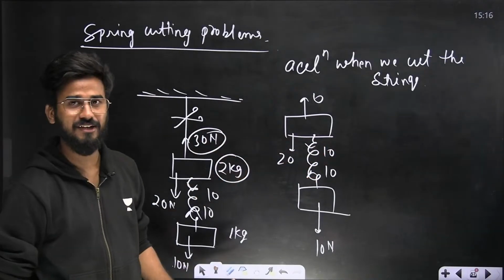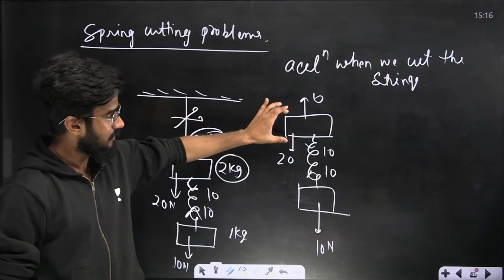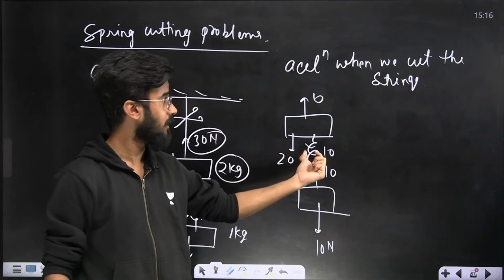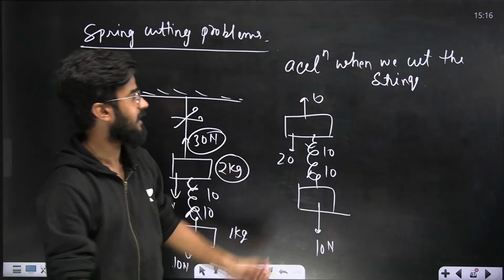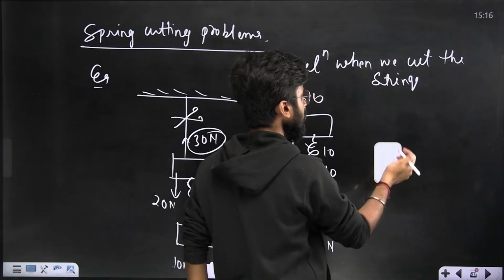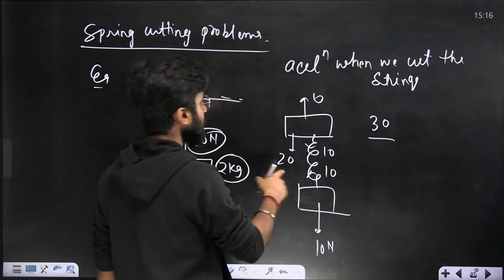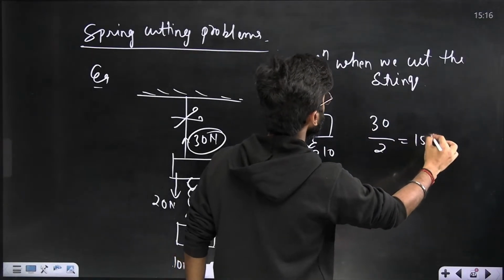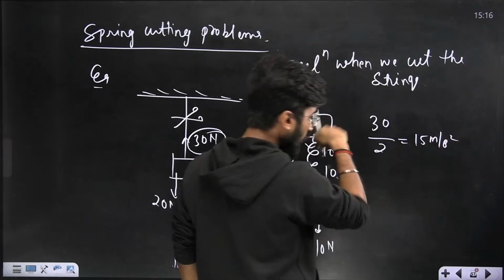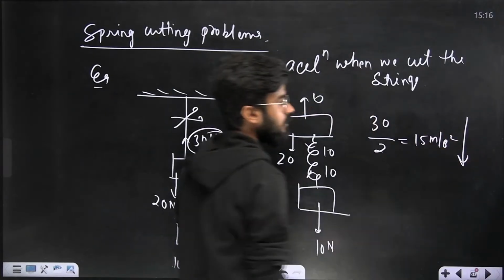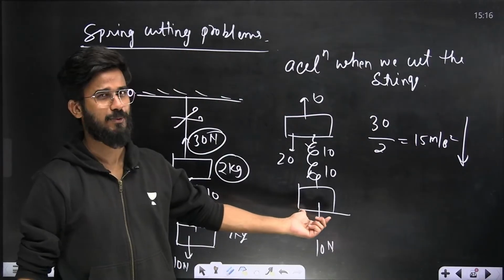Just listen to me very carefully. Look at this block. This block has a total force of 30 Newton, but there is 0 upward force. It means it has 30 Newton downward. So 30 divided by the mass of this, which is 2, means 15 meters per second square is the acceleration of this block in downward direction.